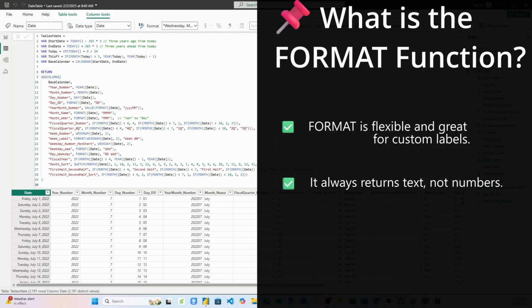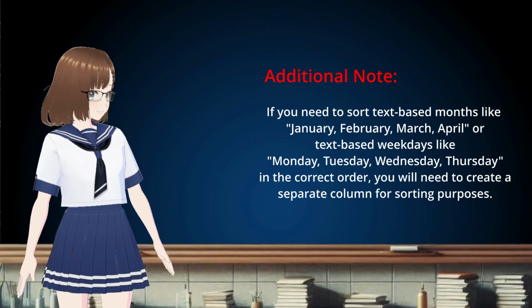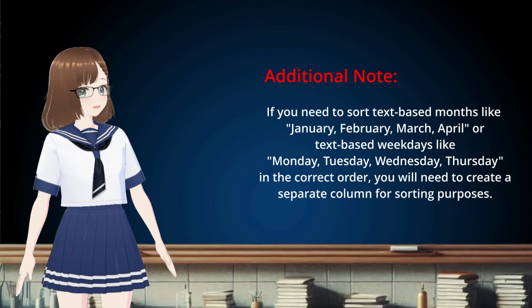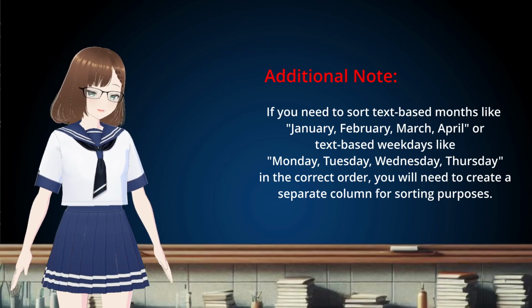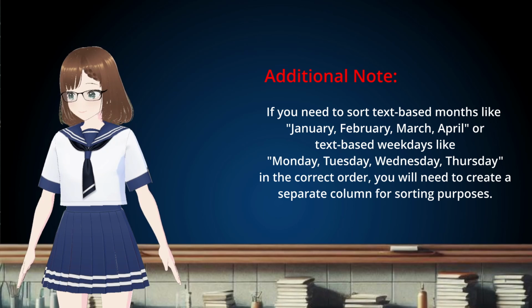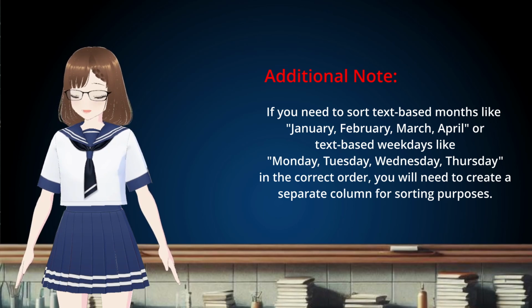Format is flexible and great for custom labels. It always returns text, not numbers. Use it carefully in large data sets to avoid slowing down your reports. If you need to sort text-based months like January, February, March, April, or text-based weekdays like Monday, Tuesday, Wednesday, Thursday, in the correct order, you will need to create a separate column for sorting purposes.